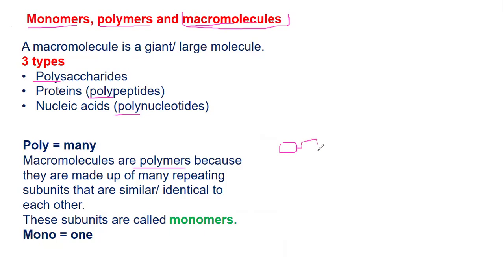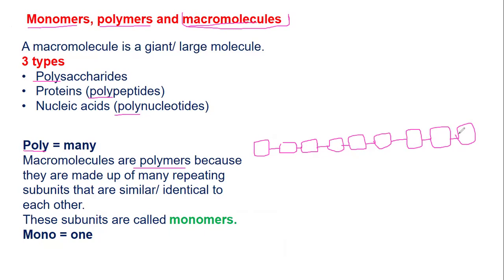Remember the example I gave you of a wall? You have one unit joined to the next, one unit joined to the next, one unit joined to the next. Before you know it, you're going to form a very large molecule that is made up of thousands or millions of repeating subunits. Now, these subunits are going to be very many. That is why we have the word poly. Poly means many.